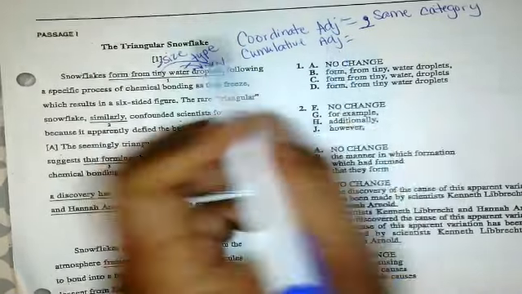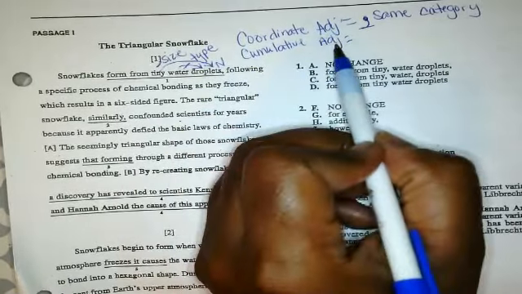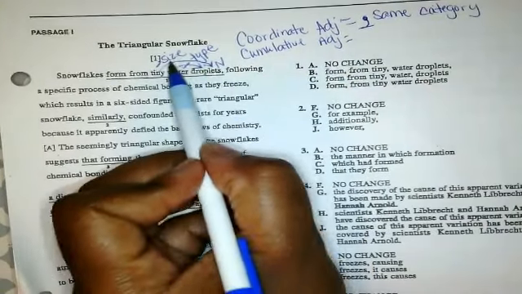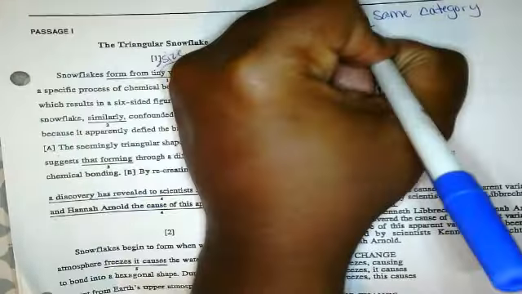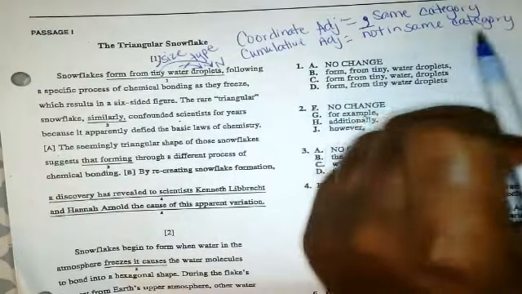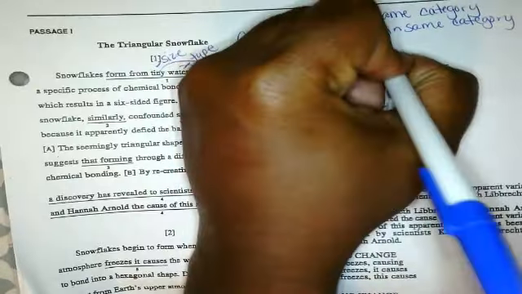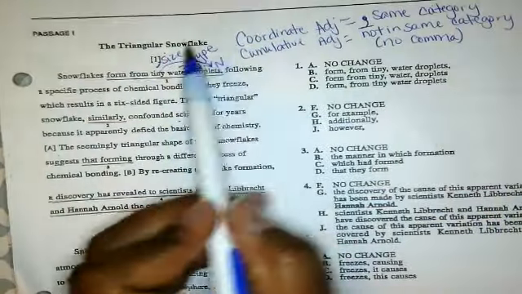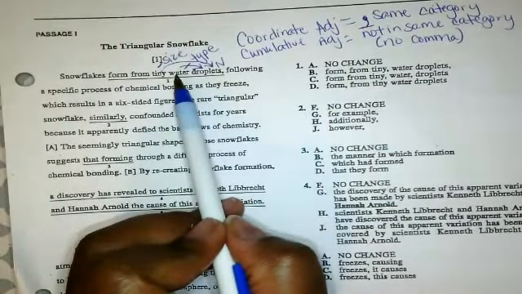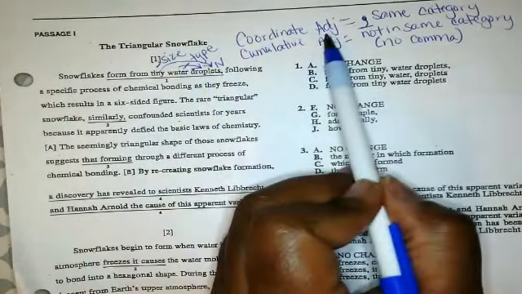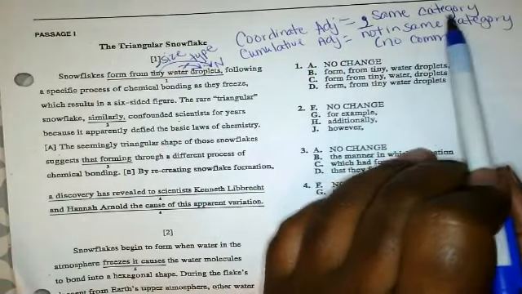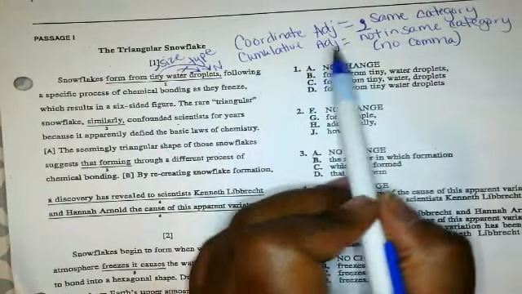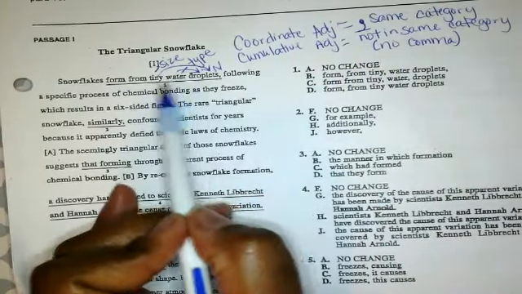Cumulative adjectives, these are 2 adjectives or 3 adjectives or 4 adjectives that describe the same noun, but they are not in the same category. So when they are not in the same category, no comma is needed between them. In this case, because tiny is talking about size, water is talking about the type, we don't have coordinate adjectives. So we don't need a comma between them because they are not in the same category. Instead, we have cumulative adjectives. So no comma is needed between tiny and water.